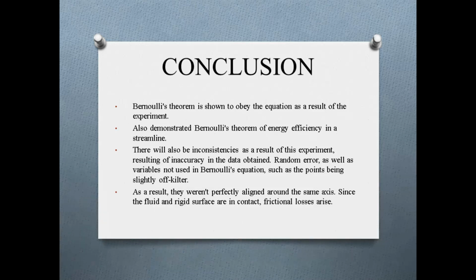There will also be inconsistencies as a result of this experiment, resulting in inaccuracy in the data obtained, random error, as well as variables not used in Bernoulli's equation, such as the points being slightly off kilter, which contributed to the error. As a result, they won't perfectly align around the same axis. Since the fluid and rigid surface are in contact, frictional losses arise. I think that's all for our group. Thank you.